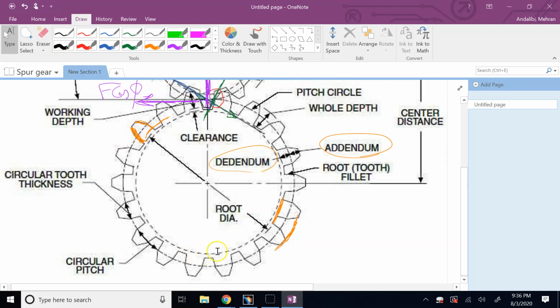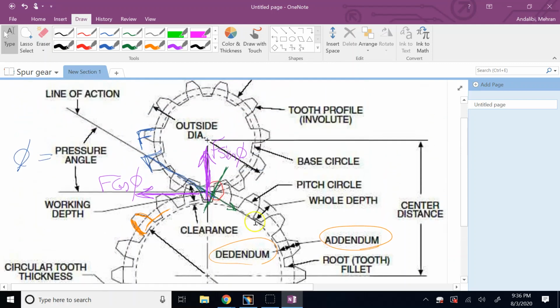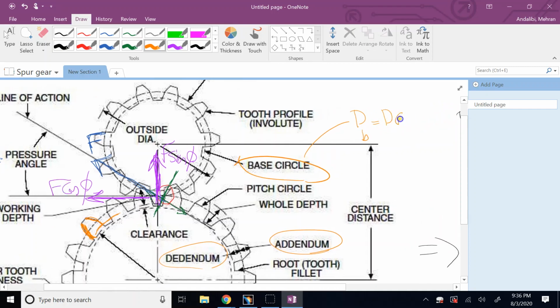We call it the base circle. Let's see, yes, you can see it here. Okay, so that is our fourth circle, the base circle. Now, you can show that the diameter of this base circle is the diameter of the pitch circle times the cosine of the pressure angle. So if I know d and phi, which we define, I can also get the diameter of the base circle.